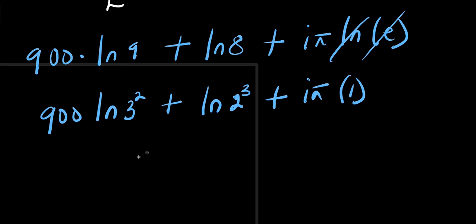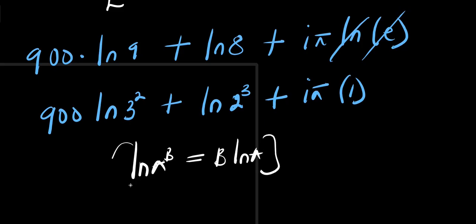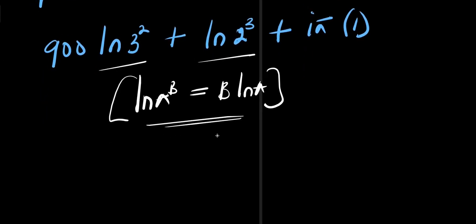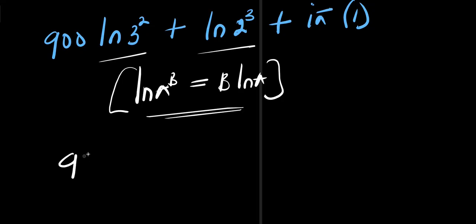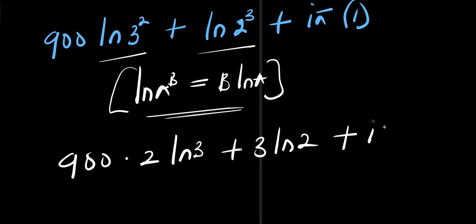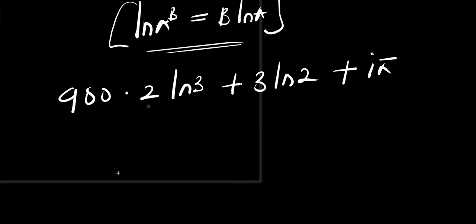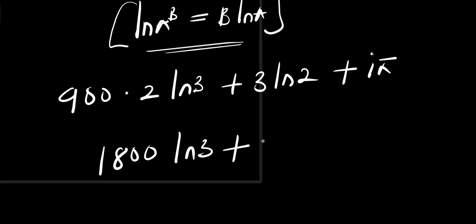So right now, I have the same identity again. If you have natural log of a power b, this equals b times natural log of a. So I apply this right here, right here. So I'm going to have 900 times 2 times natural log of 3 plus 3 times natural log of 2 plus i times pi. 900 times 2, this is 1800 natural log of 3 plus 3 times natural log of 2 plus i times pi.